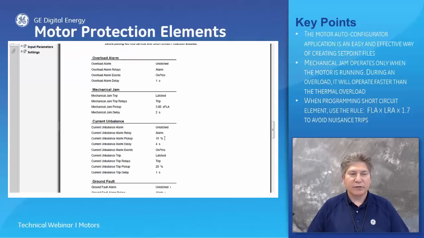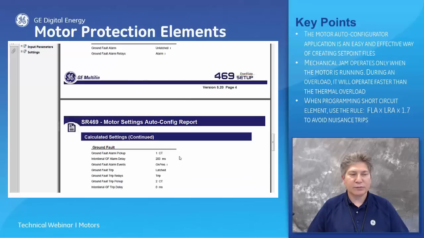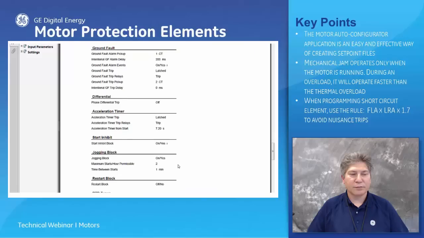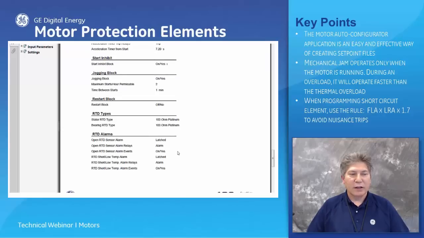Current unbalance, 15% for 4 seconds for an alarm, 20% for 1 second for a trip. The ground fault configurations. The acceleration timer based on the information that we put in. The jogging block, the starts per hour, the time between starts. The type of RTD information that we put in for the stator and the bearing. It sets up the alarms for us for the open RTDs and for the shorted RTDs as well.